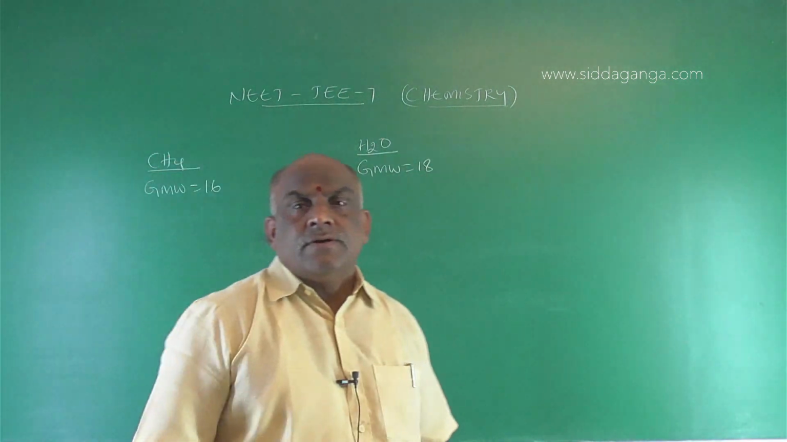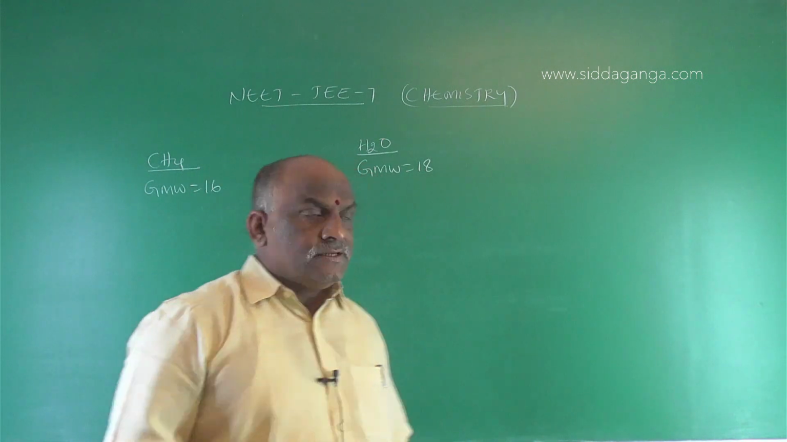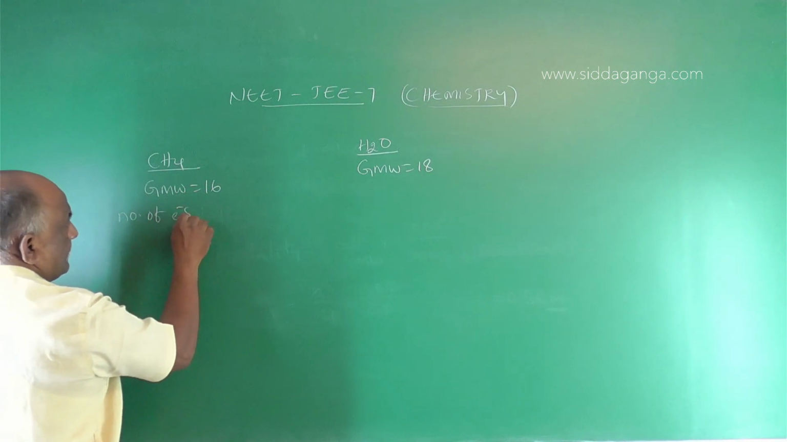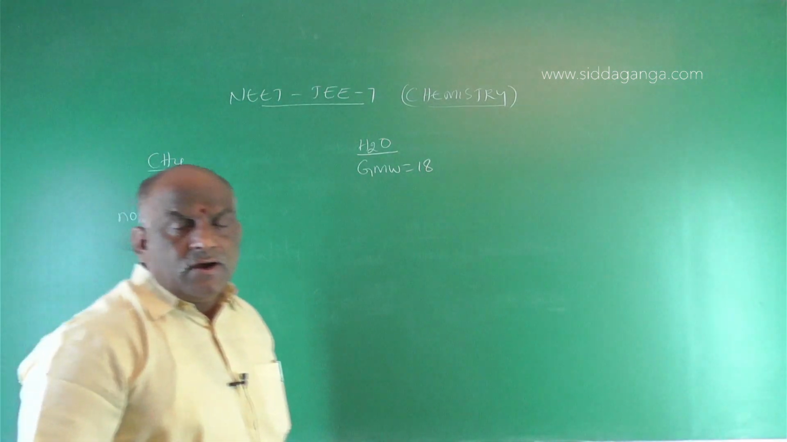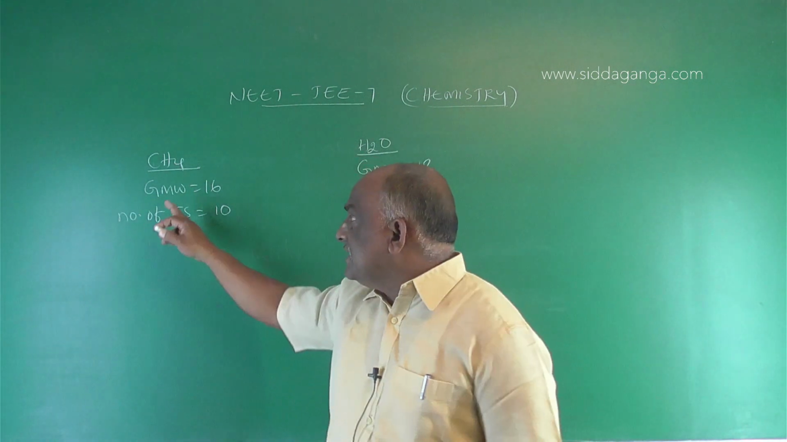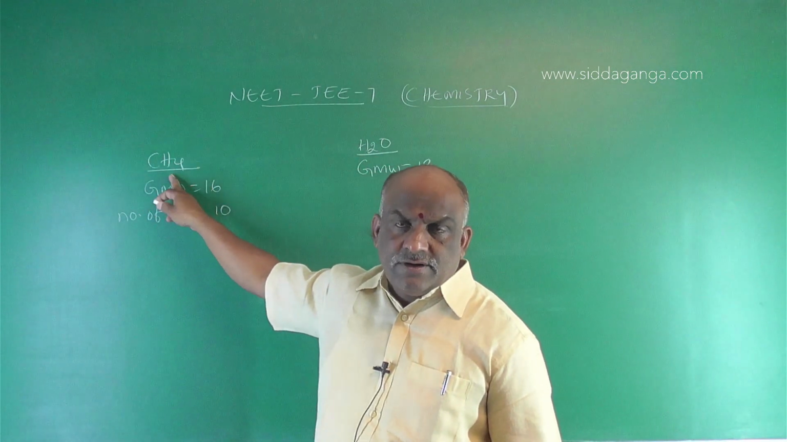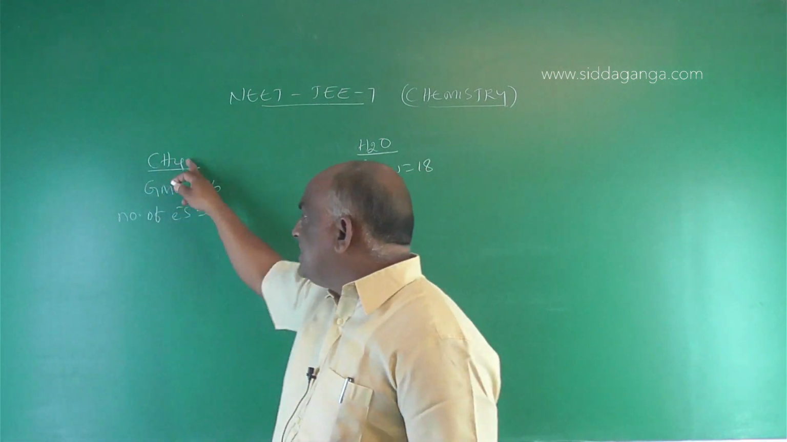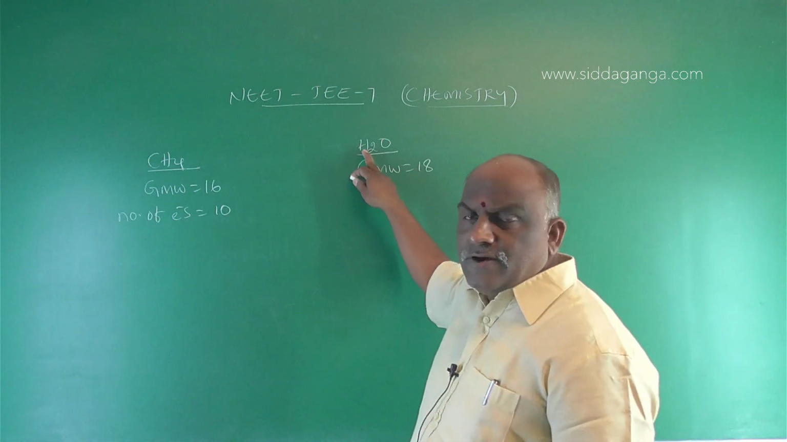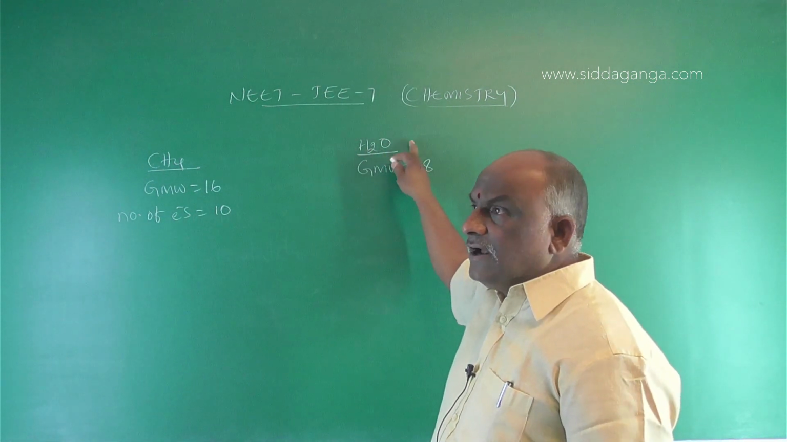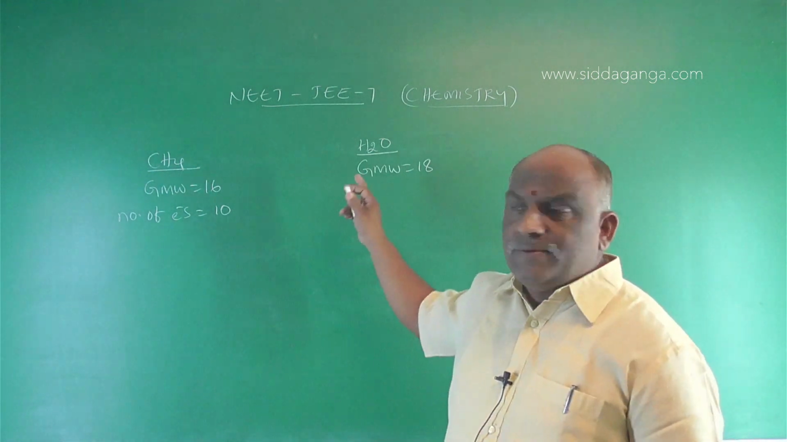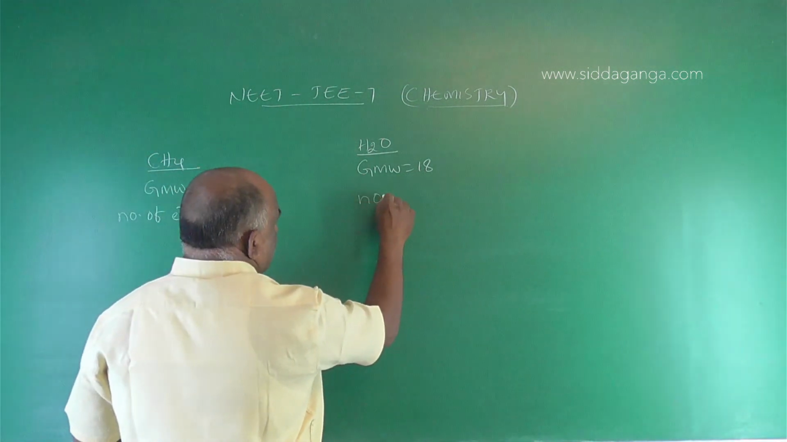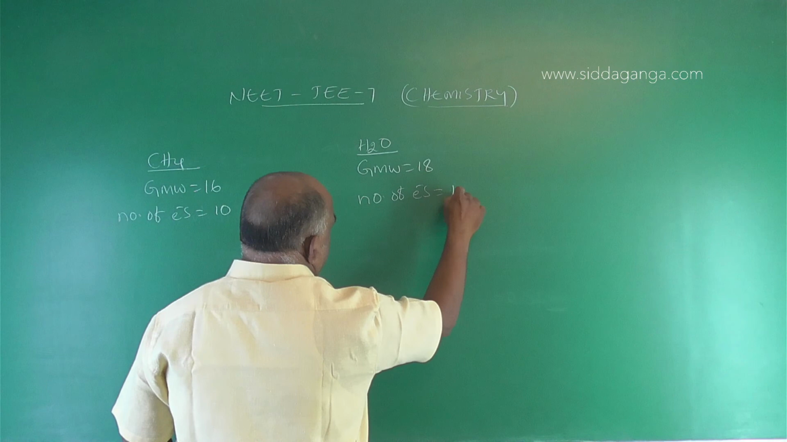So the total number of electrons in CH4: the number of electrons is equal to 10, because the atomic number of carbon is 6, so 6 electrons, and the atomic number of hydrogen is 1, so 1 into 4 electrons, 4 plus 6, 10 electrons present in methane. For water, hydrogen 1 into 2 electrons, and oxygen atomic number 8, 8 plus 2, 10 electrons present in water. The number of electrons is equal to 10.